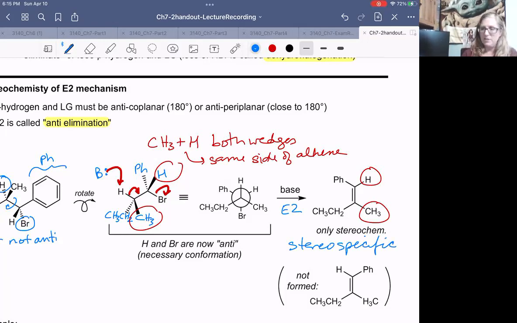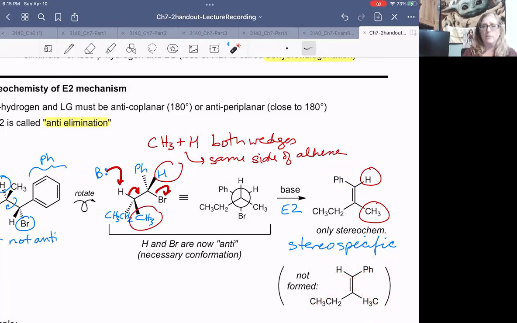stereochemical outcome. In other words, you can see that my phenyl and my methyl are trans to each other. I don't get the one where the phenyl and the methyl are on the same side. That is not formed. That would not come from the anti-elimination.